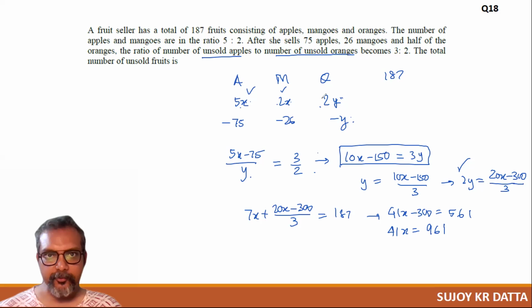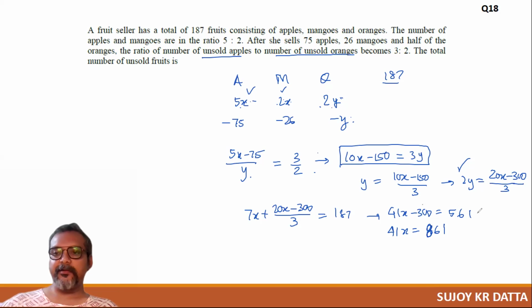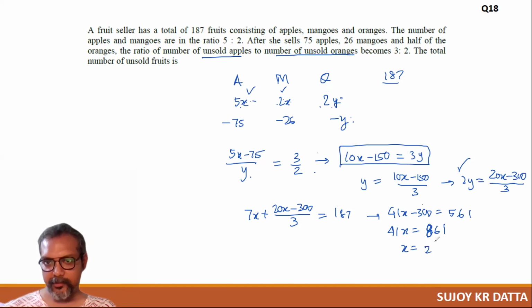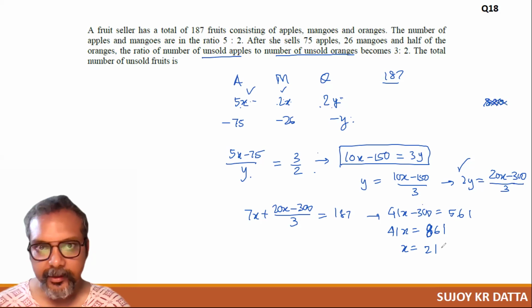And the total number of fruits is 187. So that's 7x plus 2y. Oh, sorry, this is 861. Yeah, that's what. 300 plus 500, 61 is 861. So x will come out to, if I divide it, 41 will go 2 times. So that will be 820. So another 41 will come. So 21. X is 21. Sorry for the calculation. So X is 21.